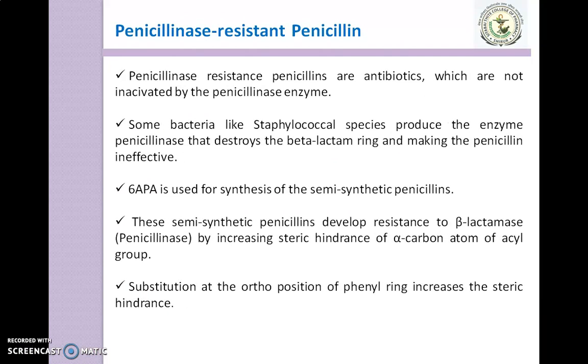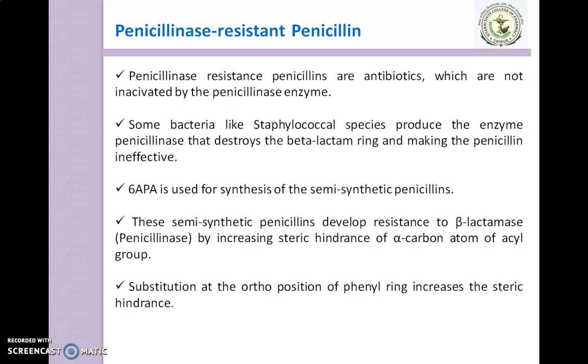Next is penicillinase-resistant penicillin. Penicillinase-resistant penicillins are antibiotics which are not inactivated by the penicillinase enzyme. Some bacteria like Staphylococcus species produce the enzyme penicillinase, which destroys the beta-lactam ring and makes the penicillin ineffective. So to solve the problem of inactivation by the penicillinase enzyme, semisynthetic penicillins are produced.